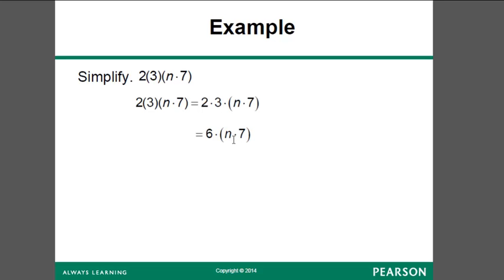I can use the commutative property and change it to 6 times 7 times n. All I've done is commuted these two. Then I can use the associative property and group the 6 and 7 together. Now then, 6 times 7 is 42 times my n, and this will be my final answer.